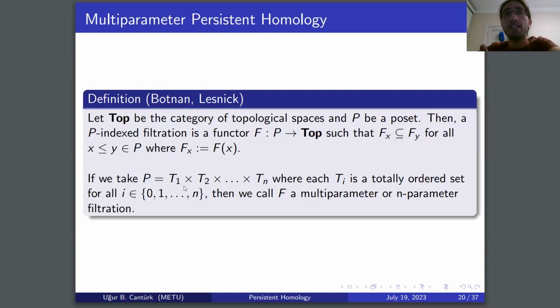And what about P? If you choose P as a cross product of T_i, where each T_i is a totally ordered set, then we call our filtration a multiparameter or n-parameter filtration.